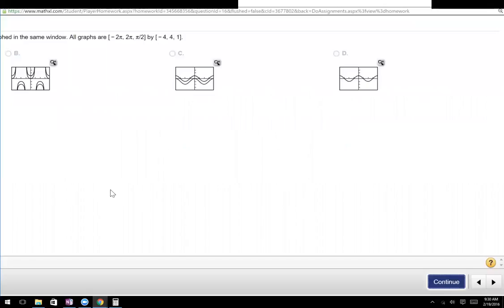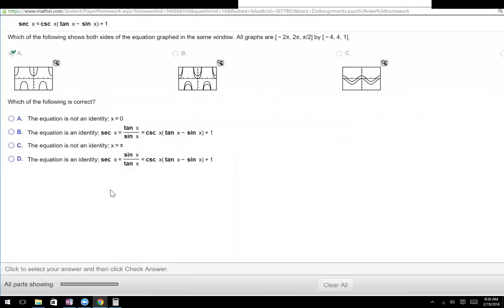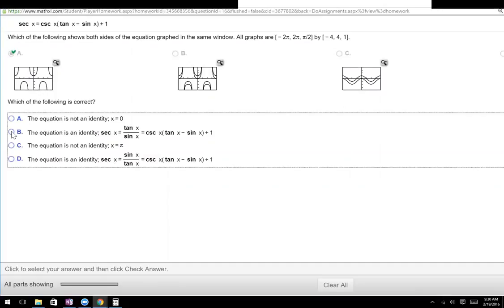Of course, I know what Angel really wanted to do was just guess. Yeah, that's what I did. Another chance. I didn't get it right. So the equation is an identity. Secant x is equal to tangent x over sine x, which is, yes, that is true.